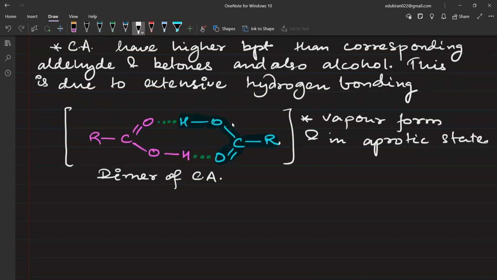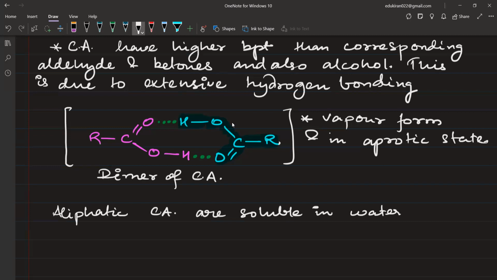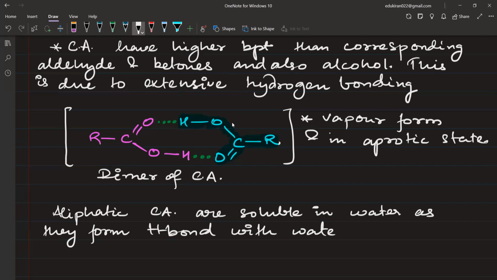That means carboxylic acid will have the highest boiling point among all the organic molecules, because here you have extensive hydrogen bonding. Right. Next, regarding the solubility, aliphatic carboxylic acids are soluble in water as they form hydrogen bonds with water. They can easily form hydrogen bonds with water. That is why they are soluble.